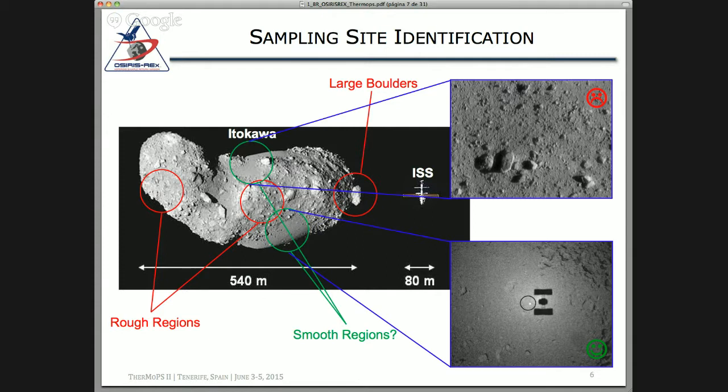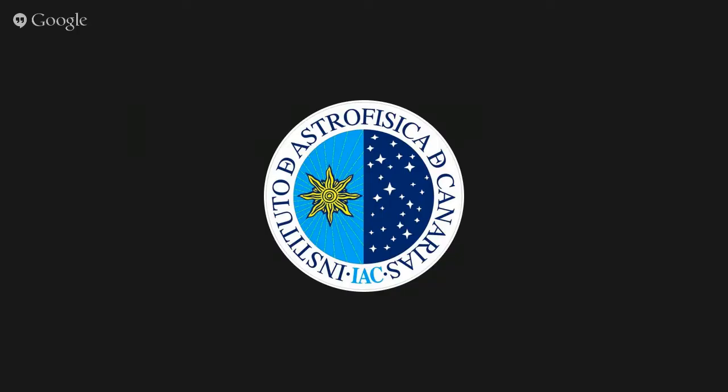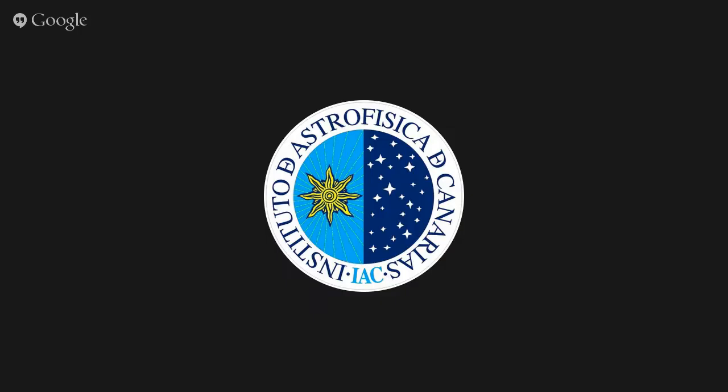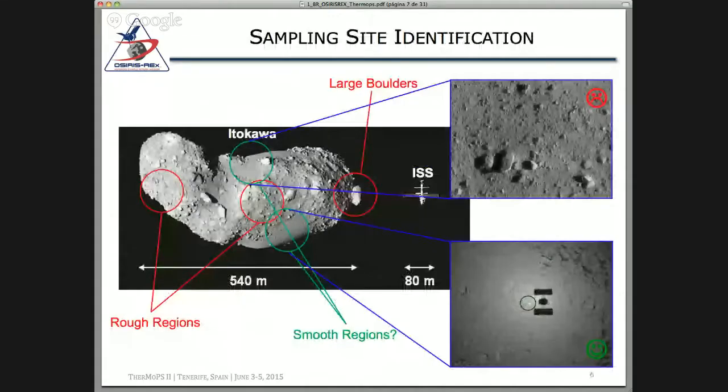as you can use the thermal inertia, which we've been talking about this week. As thermal inertia is a measure, you can use it to infer the presence or absence of loose material on a planetary surface, and you basically have low thermal inertia for dusty surfaces and high thermal inertia for rocky surfaces. And so, going to this picture, you'll see that the top surface would have higher thermal inertia than the lower, smoother surface. And so you could probably have chosen this sampling site just based on its thermal inertia value alone.